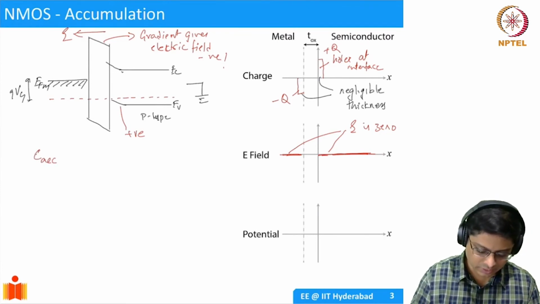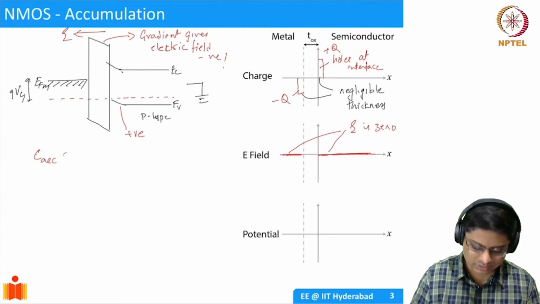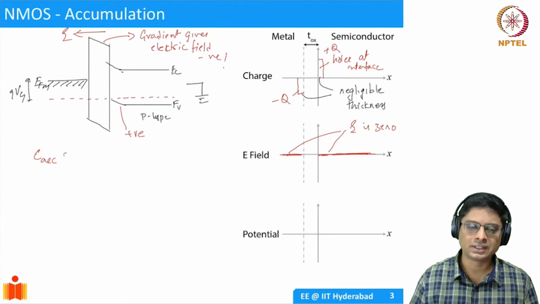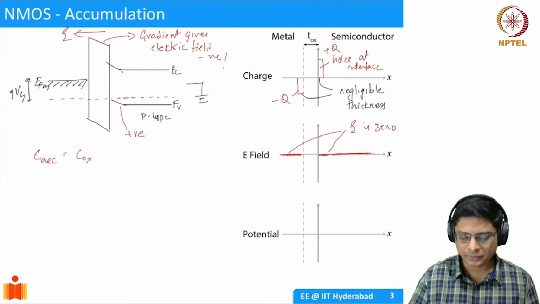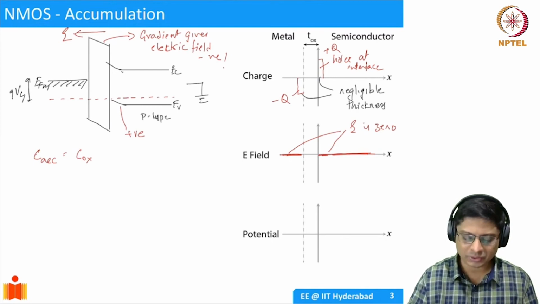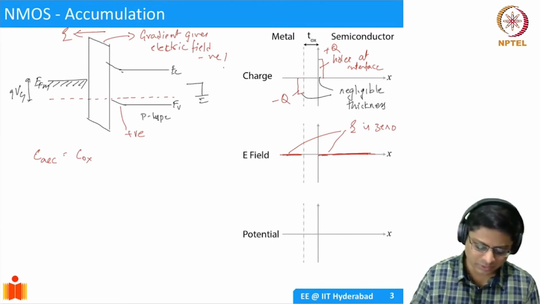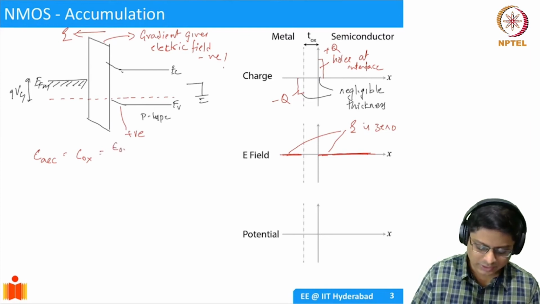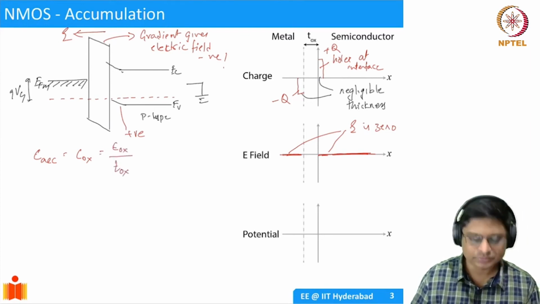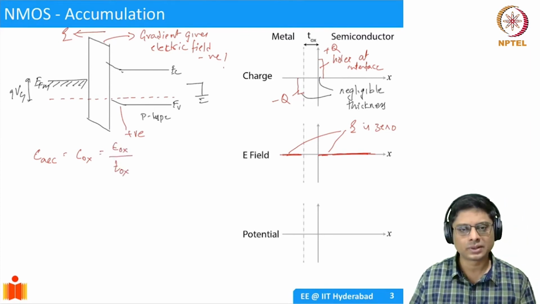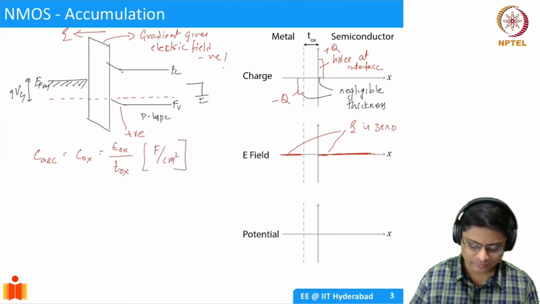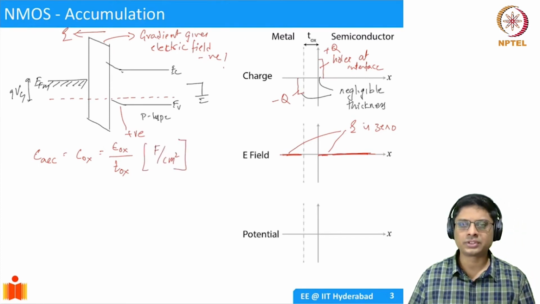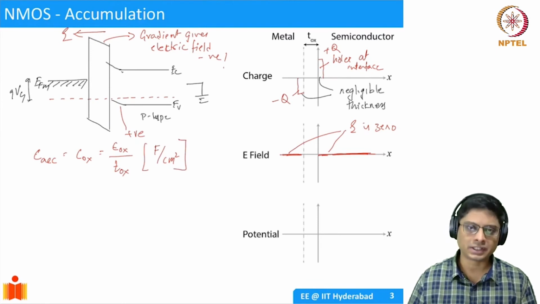C accumulation should be equal to simply the oxide capacitance, right? So we'll take it as C oxide because if you have charge plus Q and minus Q separated by a distance, we know the capacitance already. It is simply going to be epsilon oxide divided by the thickness of the oxide. Okay. And by the way, remember that this is in farads per centimeter squared. We are always dealing with per unit area capacitances.